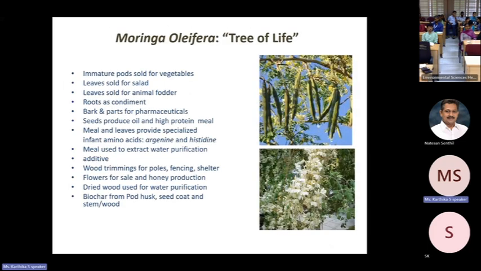And then Moringa oleifera, you know all these things. Hereafter, we should not talk about it as a neglected crop or not. It's a highly promoted crop. Whatever the things, you can use all the residue, everything. Nothing is waste in Moringa.